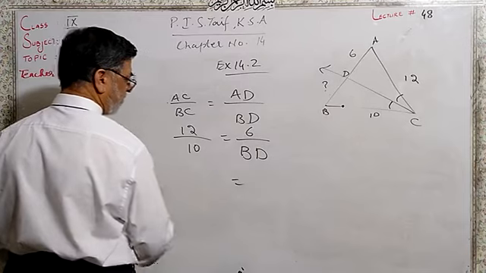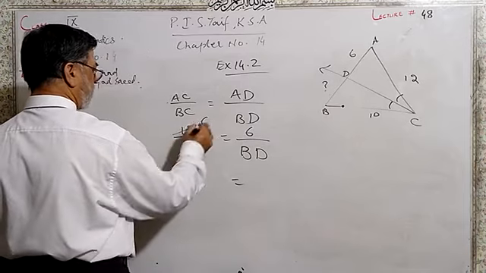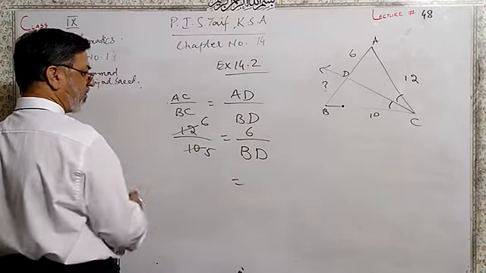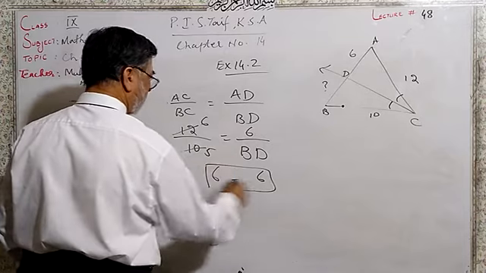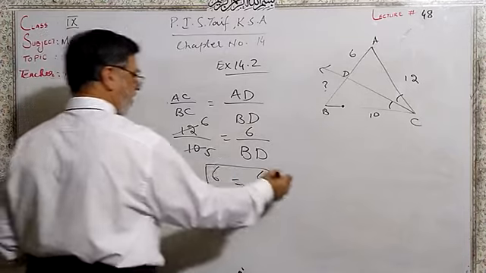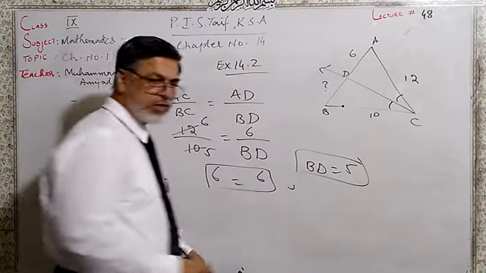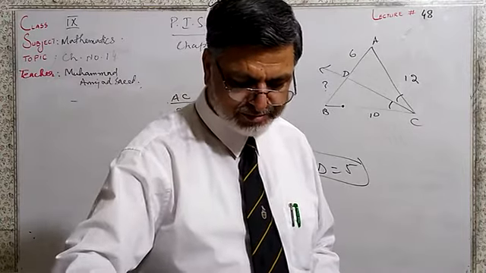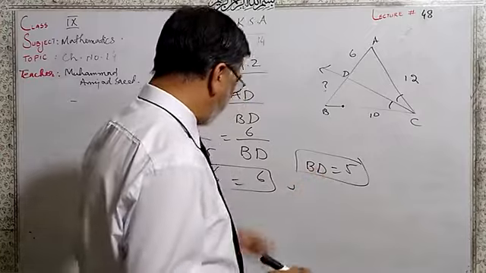So what will be the ratio? 12 to 10 is 6 to 5, 12 to 10, 6 to 5. So 6 is equal to 6. They are same. So BD is equal to 5. Your correct option is 5. That is part A. Similarly, you have the second question, similar.